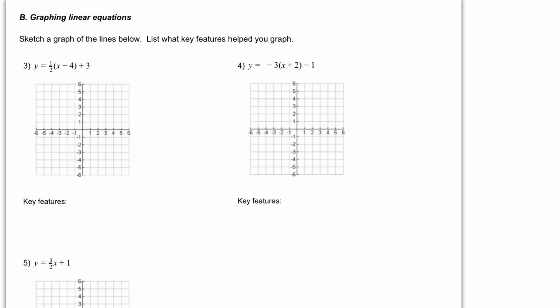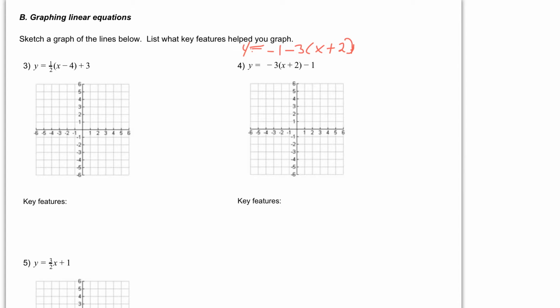In question number 4, we have the equation y equals -3 times x plus 2 minus 1. So another way of writing this one, just like we did in number 3, we could write this as y equals -1 minus 3 times x plus 2. So just like the ones we were using in Module 1, again, you can switch the order around if you need to.